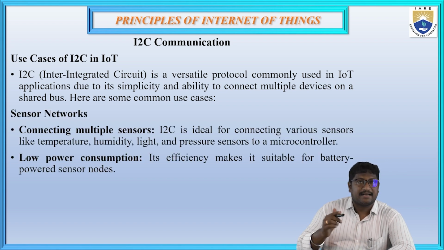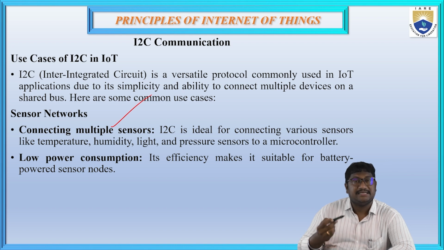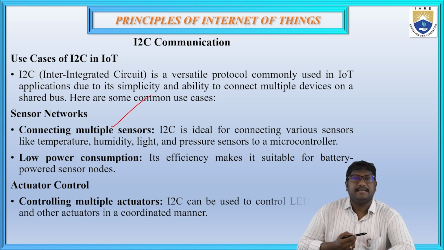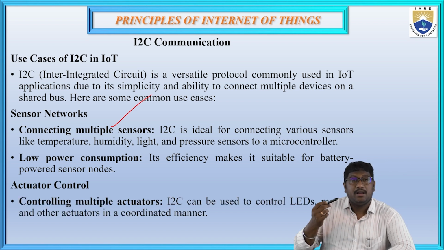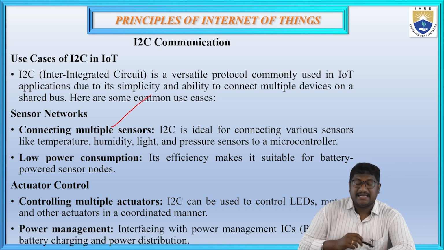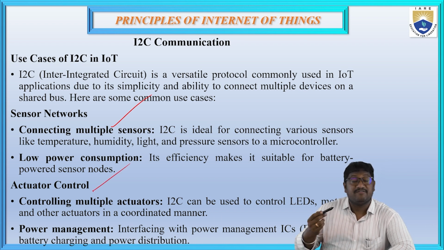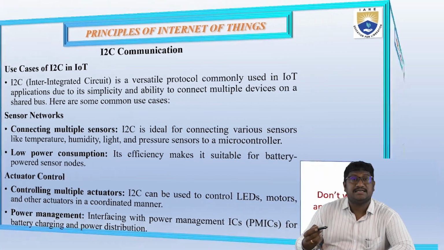Sensor networks connect multiple sensors, like temperature, humidity, light and pressure. Coming to low power consumption, it uses only low power compared to the other options. And actuator control: here also it is controlling multiple actuators, like LEDs and motors, in a conditional manner. The power management also plays a major role in actuator control. Why? Because the power manager takes care of your battery charging, power distribution, etc.